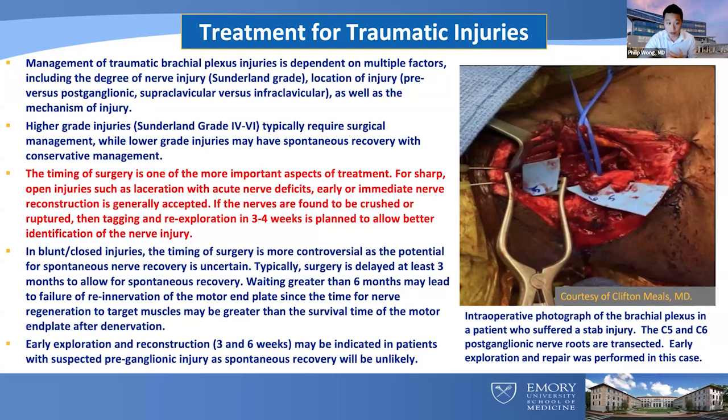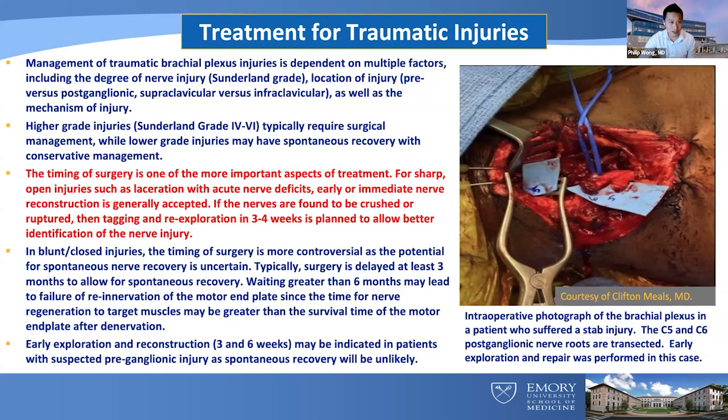For blunt and closed injuries like a motor vehicle crash, the timing of surgery is a lot more controversial. So the potential for spontaneous nerve recovery is uncertain. Surgery is delayed at least 3 months to allow for potential spontaneous recovery, but waiting greater than 6 months may lead to failure of reinnervation of the motor end plate, since it takes some time for the nerves to regenerate and get to their target muscle.